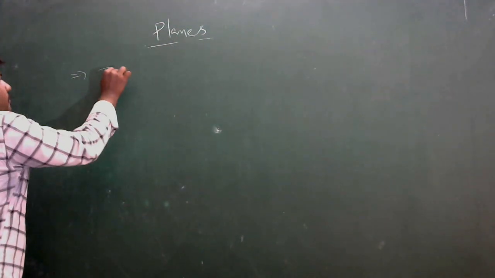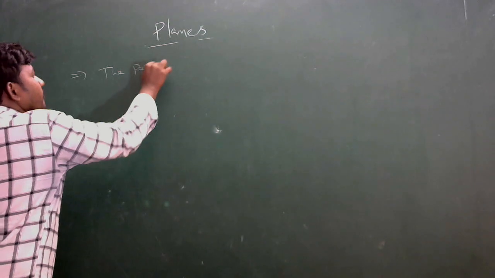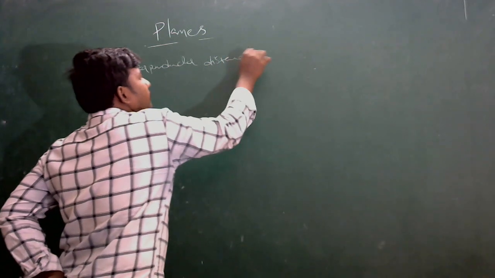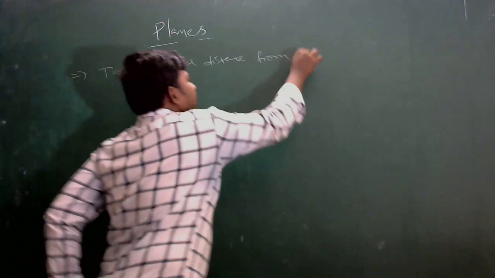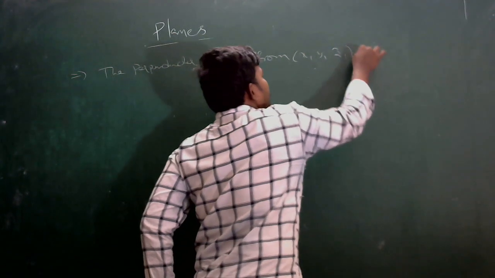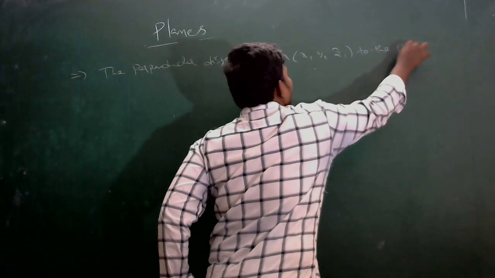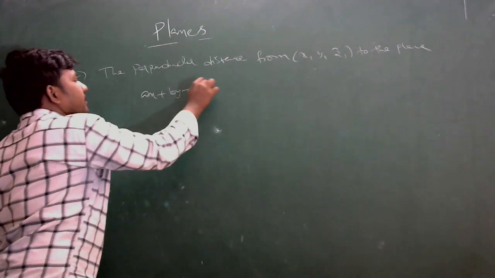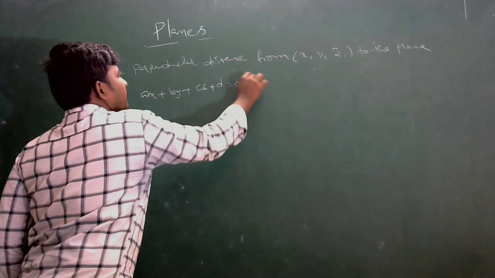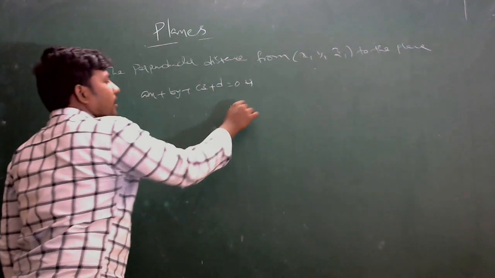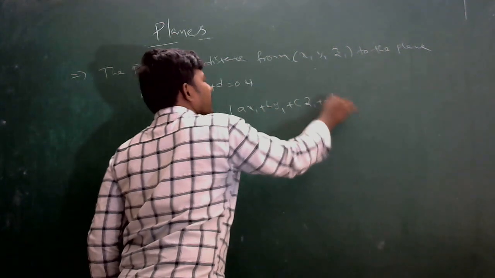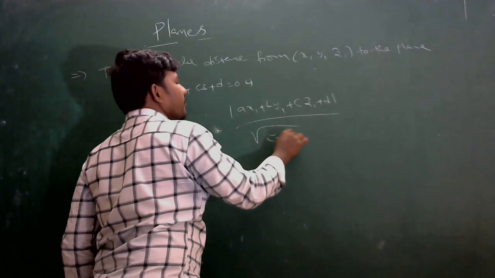Next, the perpendicular distance from x1, y1, z1 to the plane ax plus by plus cz plus d equal to 0 is mod of ax1 plus by1 plus cz1 plus d, divided by root of a square plus b square plus c square.